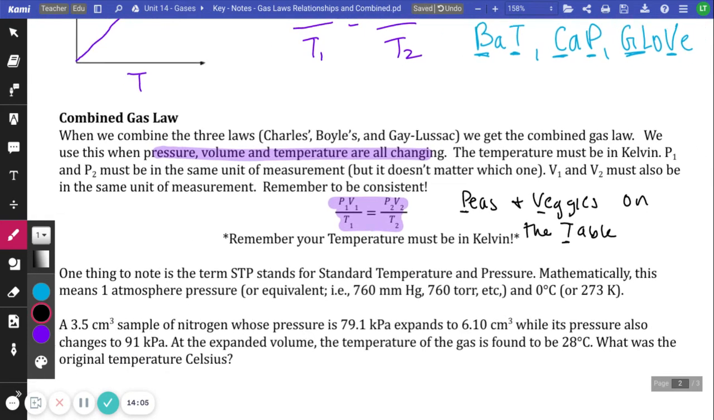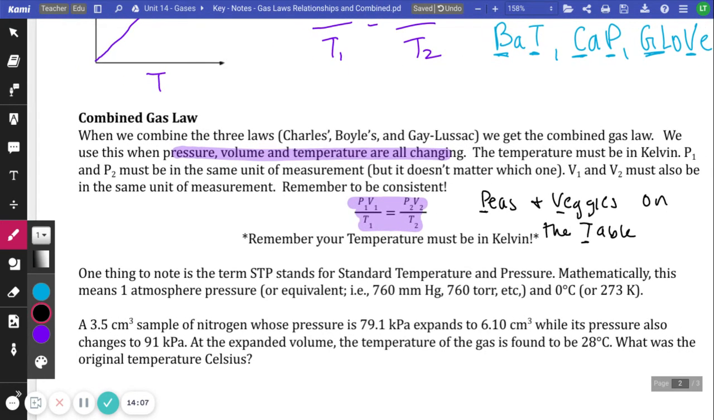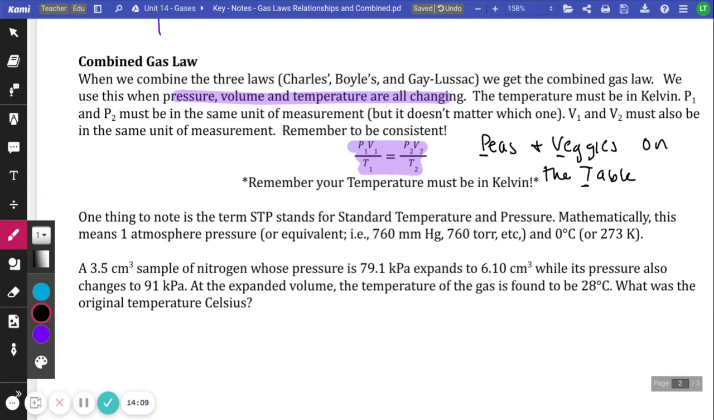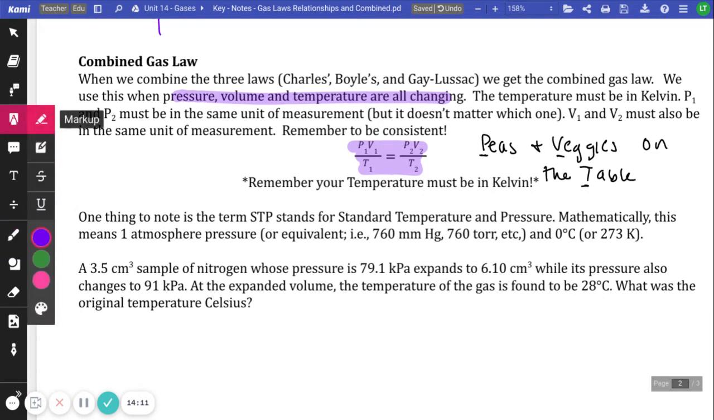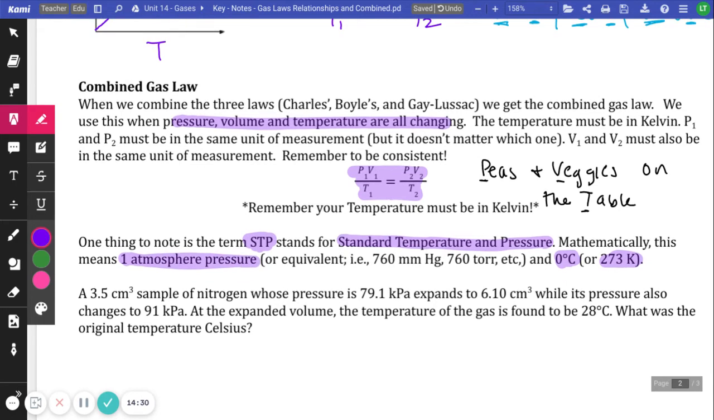All right, one more thing before we jump into doing some actual math and some actual practice with this. Sometimes your problems may ask about STP. STP stands for standard temperature and pressure. So standard temperature is going to be 0 degrees Celsius or 273 Kelvin, and standard pressure means 1 atmosphere, or any of those equivalent ones.